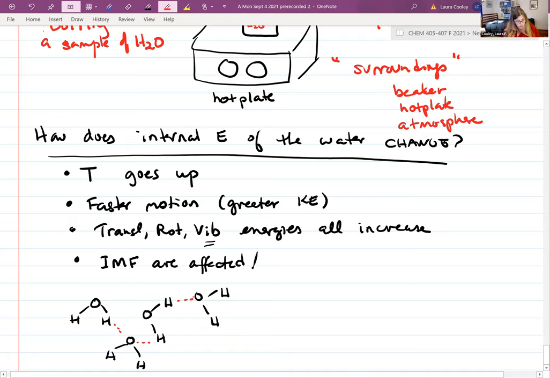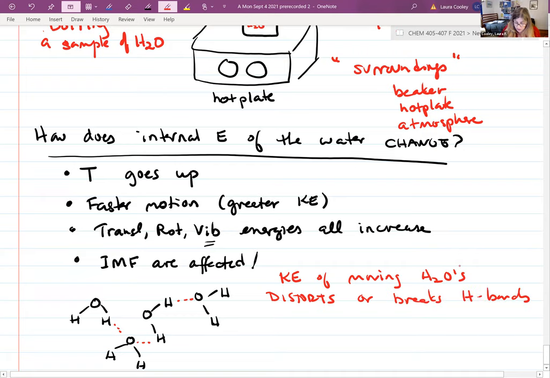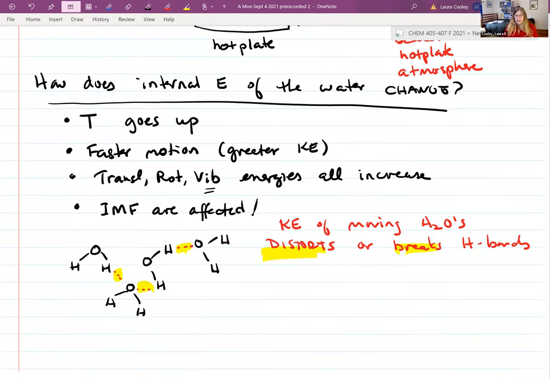Okay. And so when you heat up a sample of water, what happens is that the kinetic energy of the moving water molecules distorts or even breaks hydrogen bonds. So these hydrogen bonds are definitely affected. They're distorted or broken, okay? And remember, you know, real bonds won't break. Those bonds are too strong, okay? You'd need hundreds of kilojoules per mole to break them. And you don't have that when you're heating a sample.